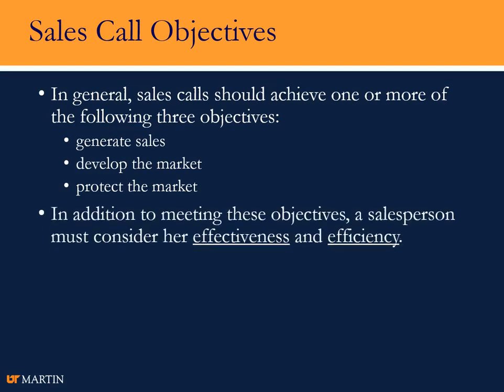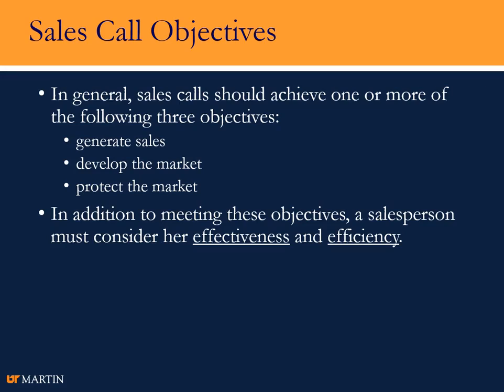In addition to those 3 objectives, you have to consider your effectiveness and efficiency. Effectiveness just means how well you are doing at meeting these objectives. Efficiency has to do with how much you're wasting, how much energy, time, resources you're wasting in doing that. So you want to be both effective, meaning getting the job done, and you also want to be efficient, which means getting the job done with as little waste as possible.